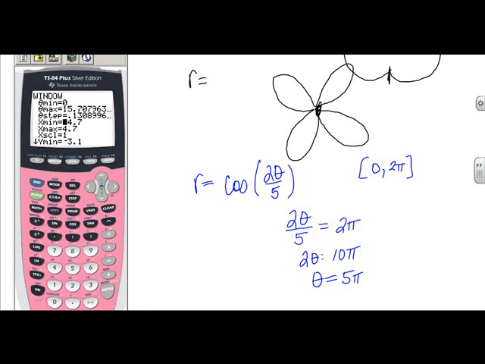Negative 2.35 to positive 2.35. I'll need a negative in that minimum. That's going to be better, I think, as far as me being able to see what is happening with that curve. So this is a really, really interesting graph.